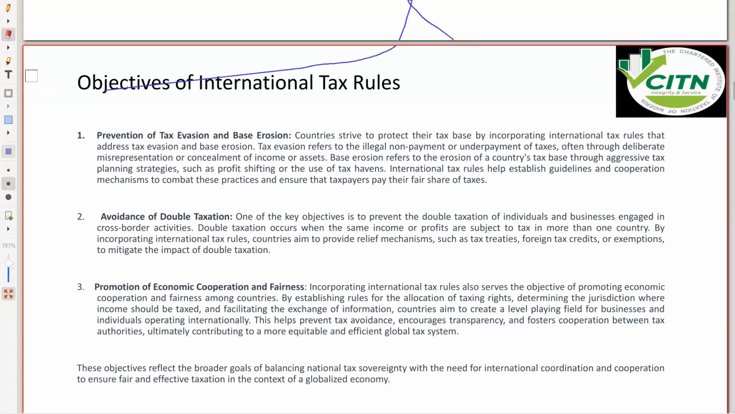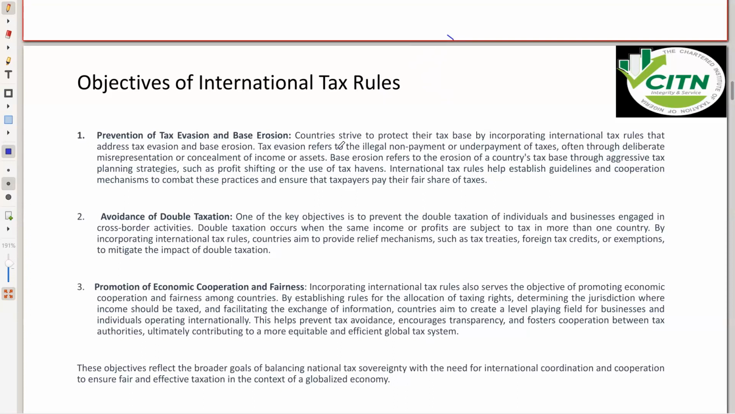So those are two concepts: prevention of tax evasion and base erosion. So who wants to explain this concept? What do we mean by tax evasion and what do we mean by base erosion? Let's hear your thoughts, because that's one of the objectives of having international tax rules. Yes, Inka, please go ahead.